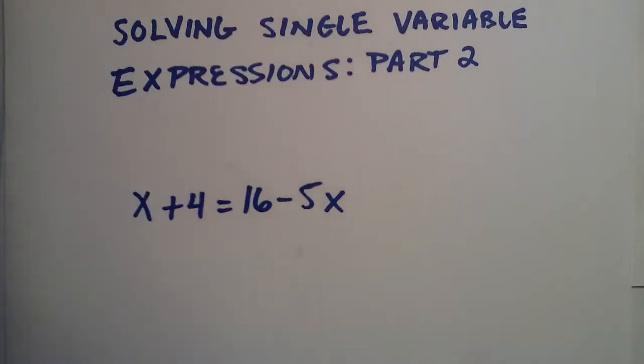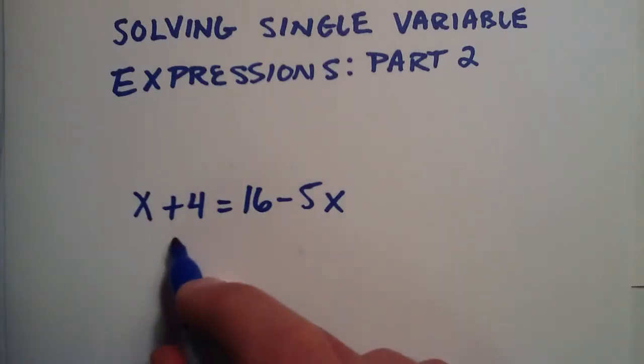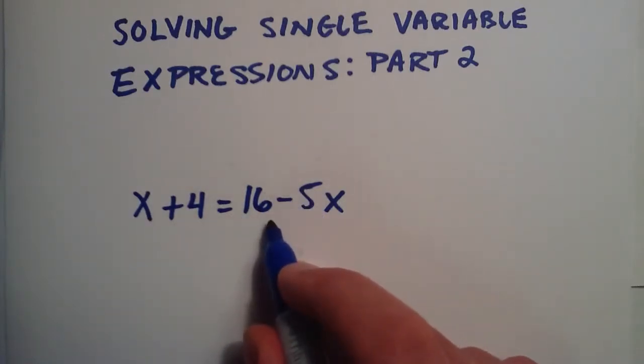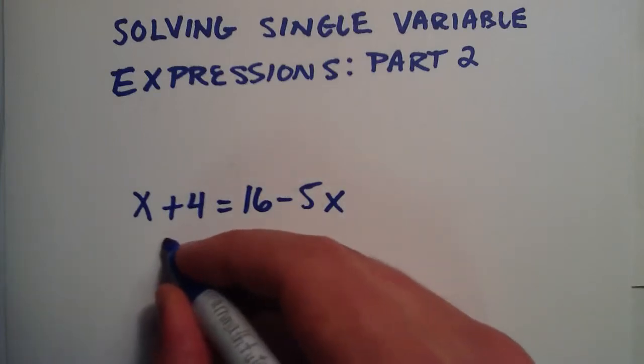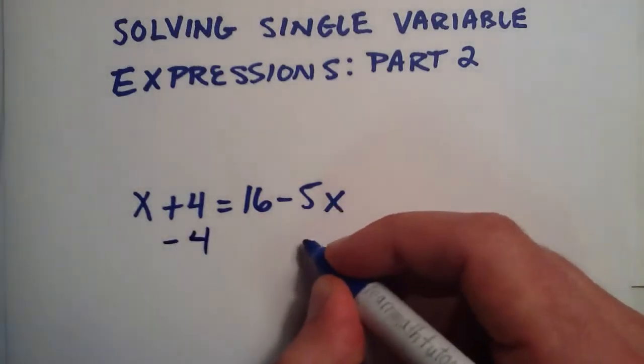So if we start with x plus 4 equals 16 minus 5x, what we want to do is get x on one side and a number on the other. So let's go ahead and do that. Let's get rid of the numbers on this side. So we're going to take away the 4 from both sides.